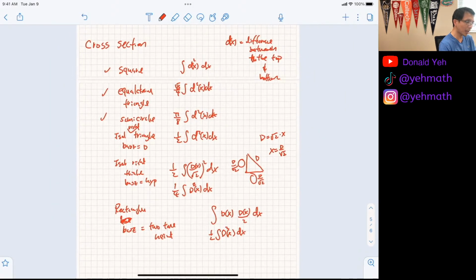So cross sections can be a lot of variety. It really depends on what situation you're meeting.